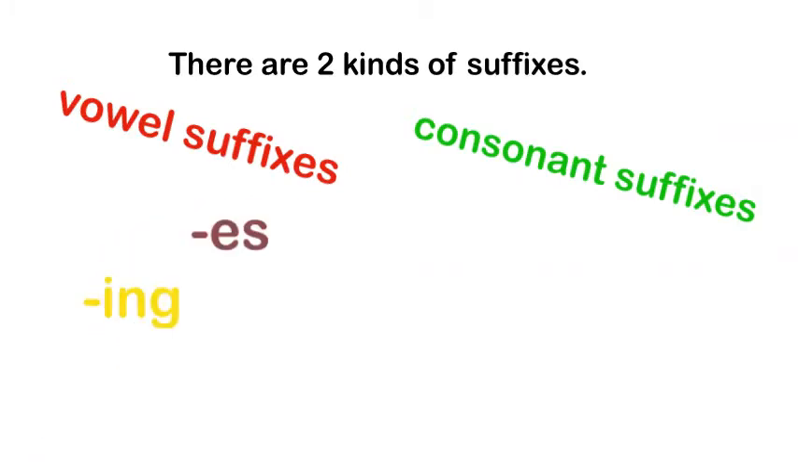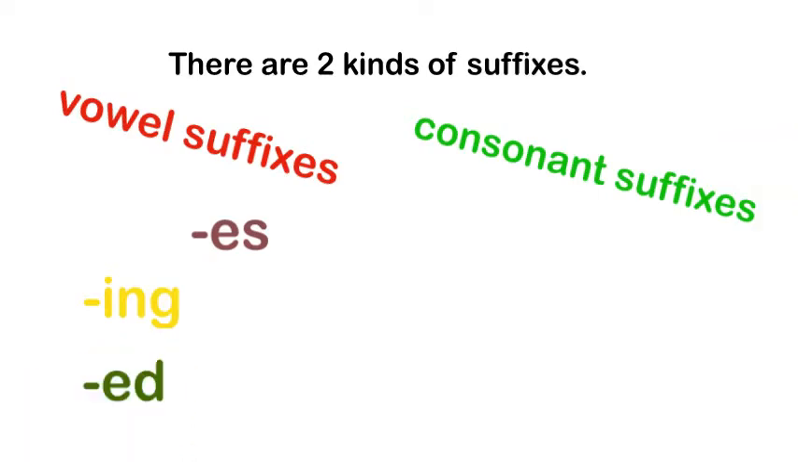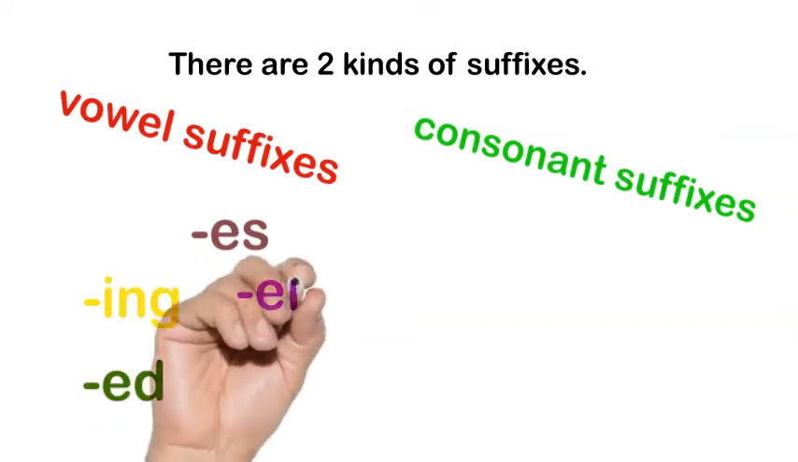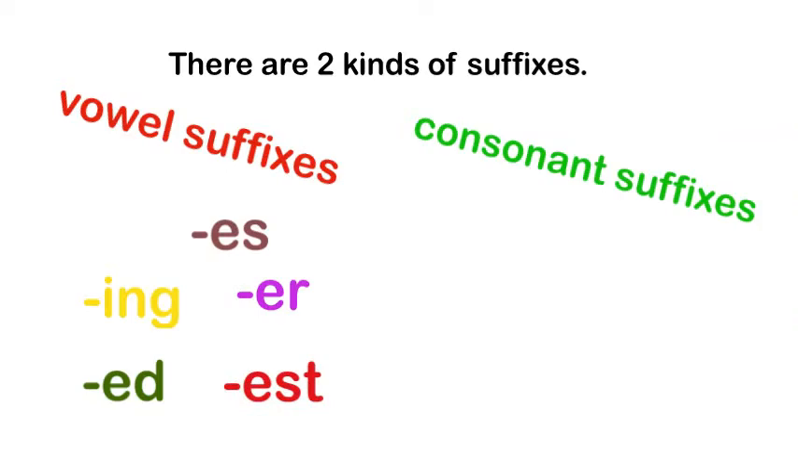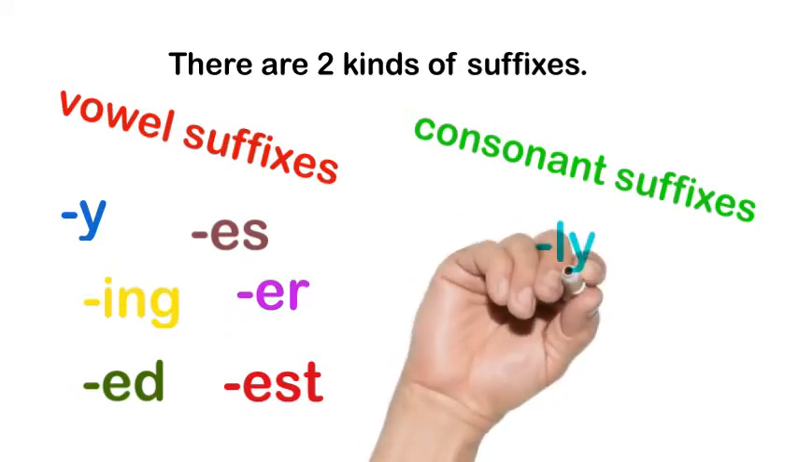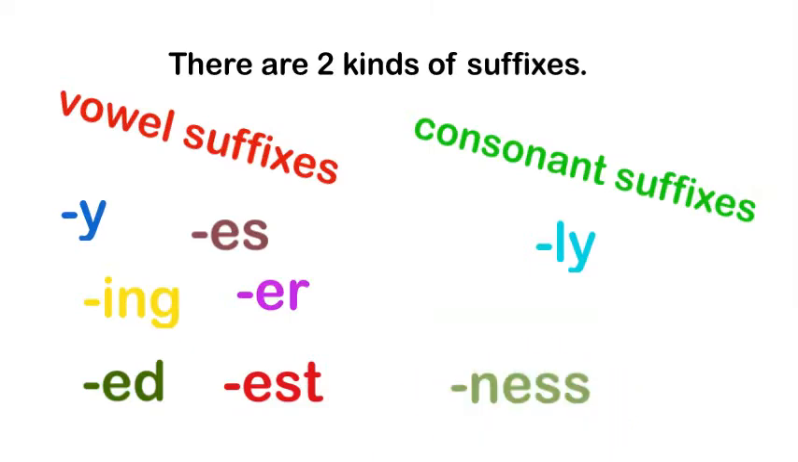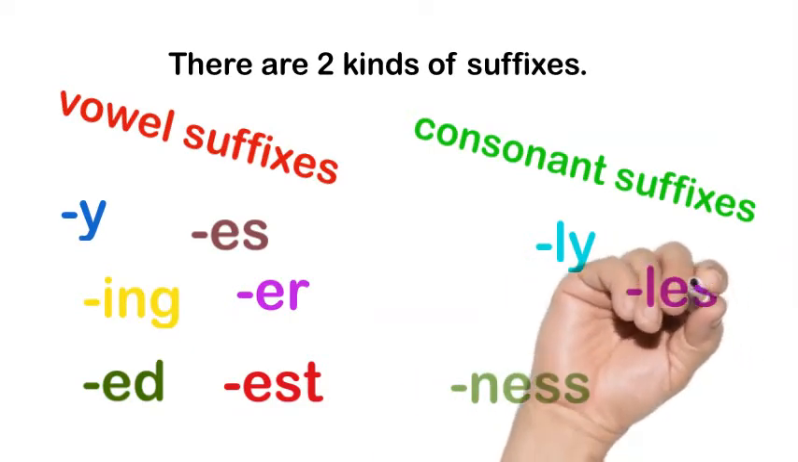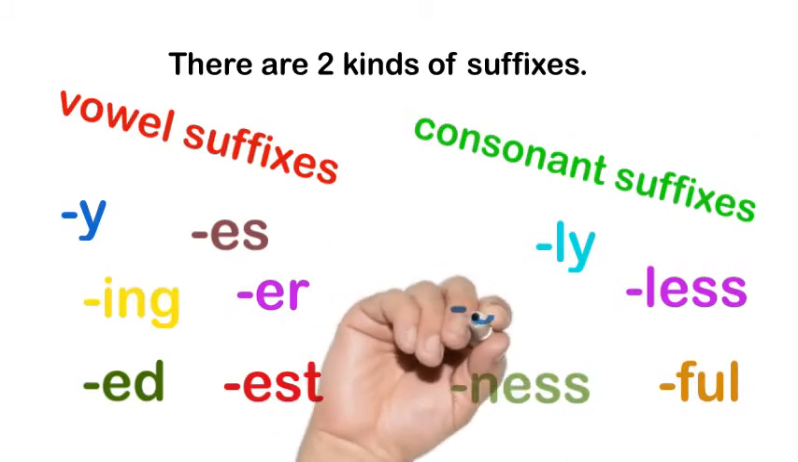ing, es, ed, er, est, and vowel y, saying i or e. And then we have consonant suffixes: ly, ness, less, ful, and s.